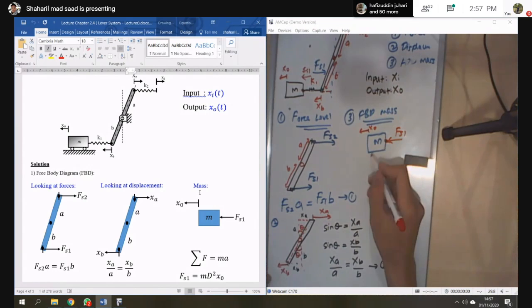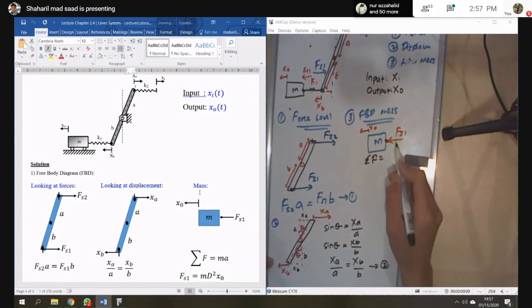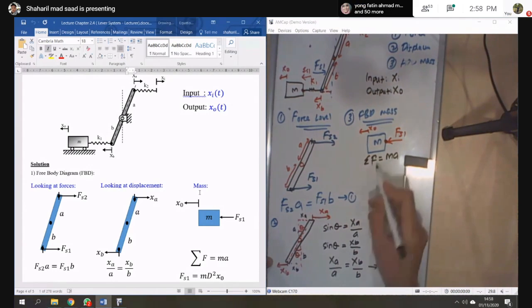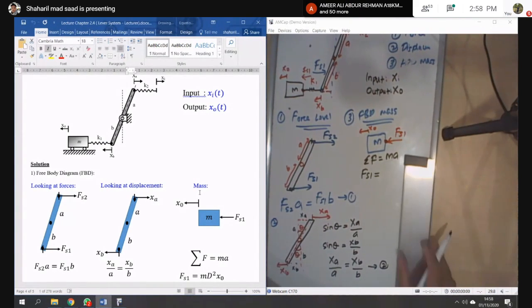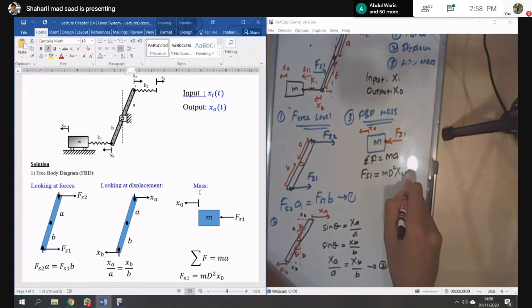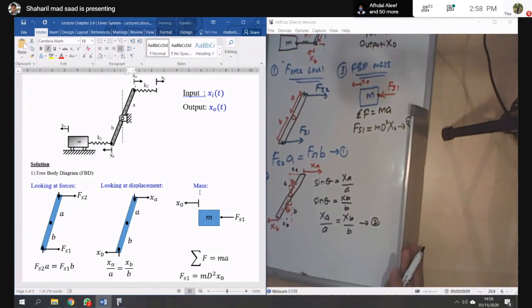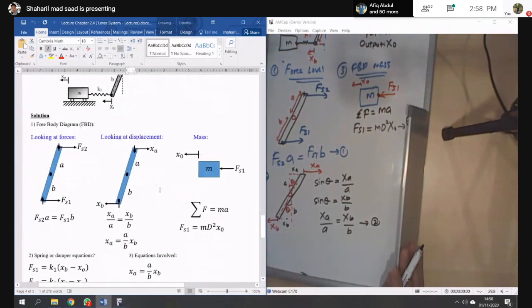So that's why you can get FS1 here. And then the summation of force equal to MA. Then you can get FS1 equal to M d squared x naught. Okay, so this is equation number 3.